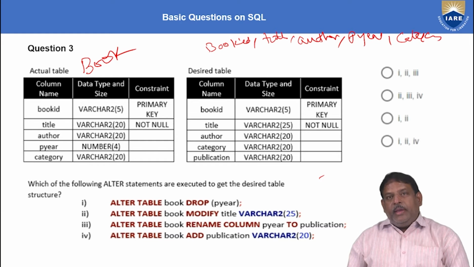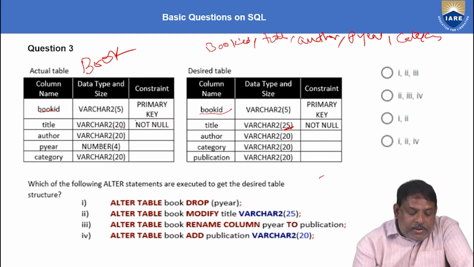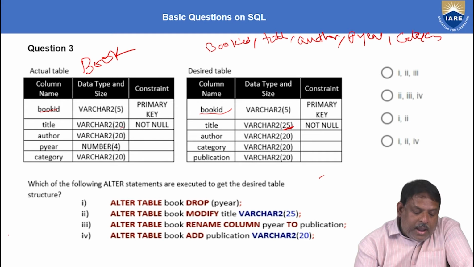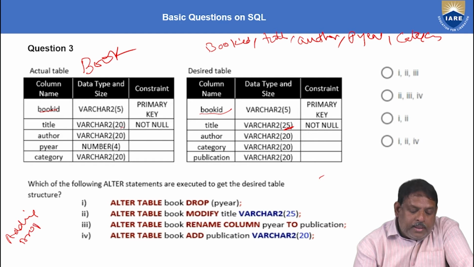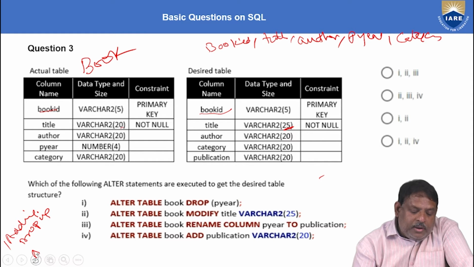Now he wants to change the table so that the book ID remains the same. Both are the same here. Title varchar 20 to 25. Now he is trying to increase the size of the column, that means the size from 20 to 25. That's why I said that alter can be done on a table for three purposes: adding a new column, dropping an existing column, and third, altering a column.